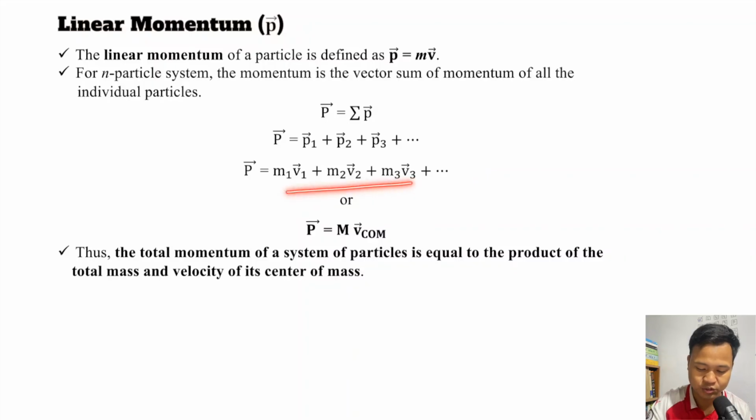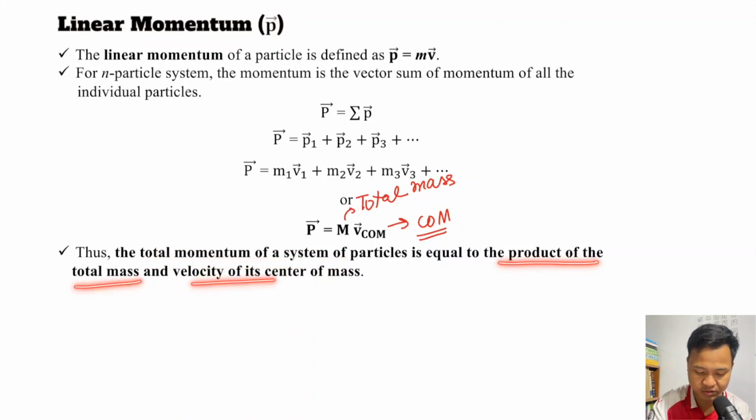Or in short, you can write total momentum is equal to the total mass into the velocity of center of mass. Here M is the total mass of the whole system. So the total momentum of a system of particles is equal to the product of the total mass and the velocity of center of mass.